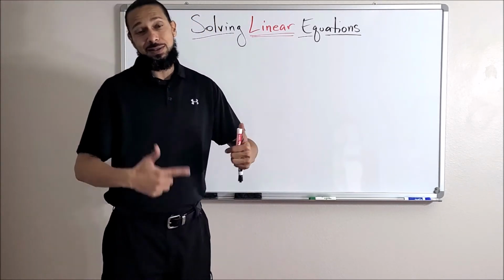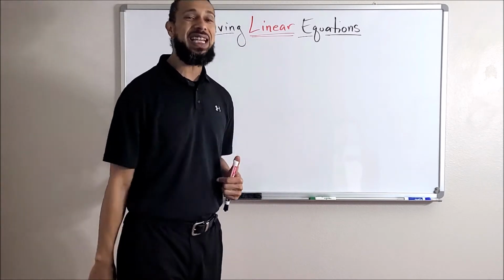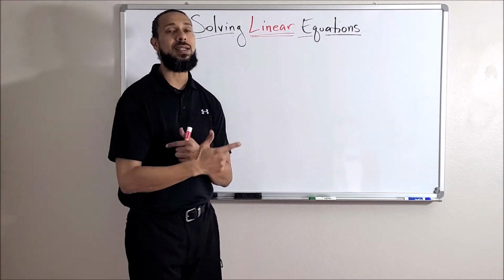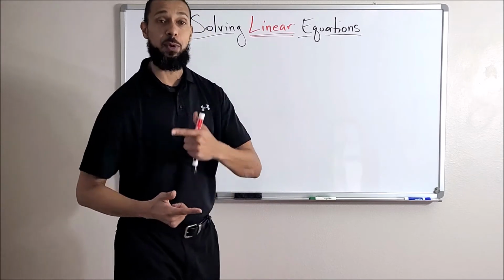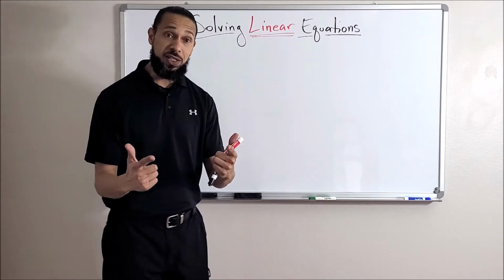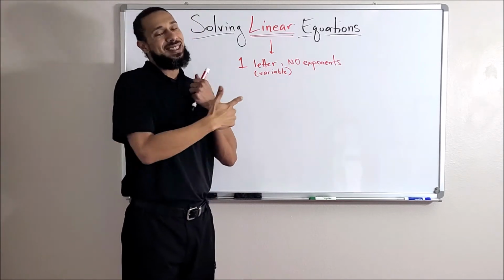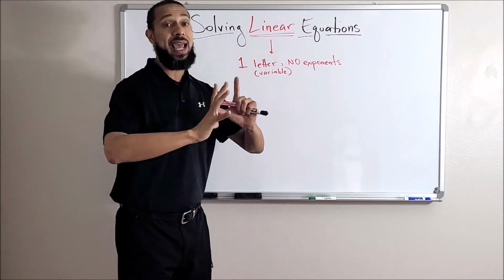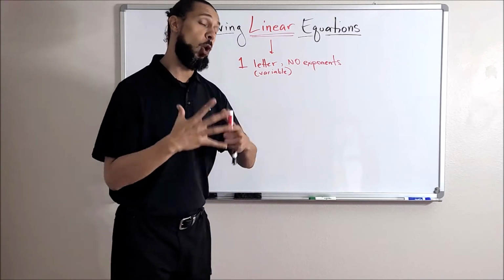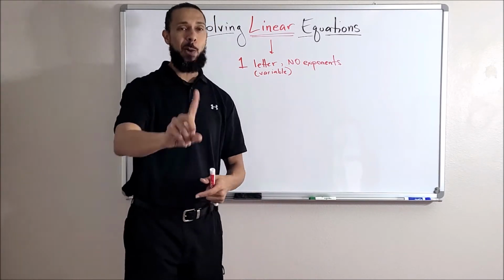So today we're talking, like you see, about solving linear equations. Now there's a reason that linear is in red and double underlined, right? By linear equations, I mean one letter, no exponents. And when I say letter, I mean variable. Like there's only going to be x's involved, or maybe there's only going to be y's involved, but no exponents.